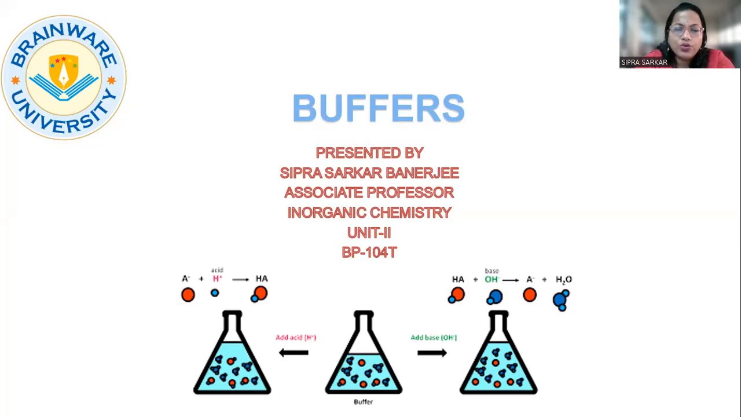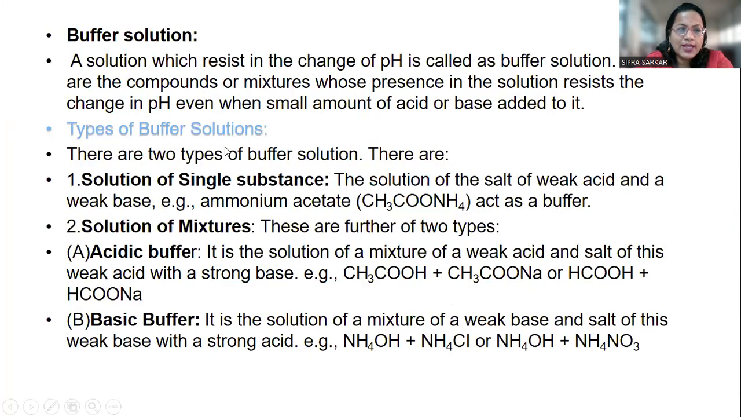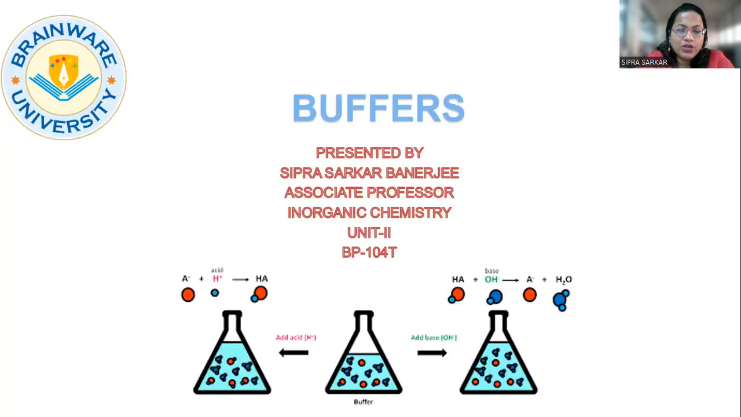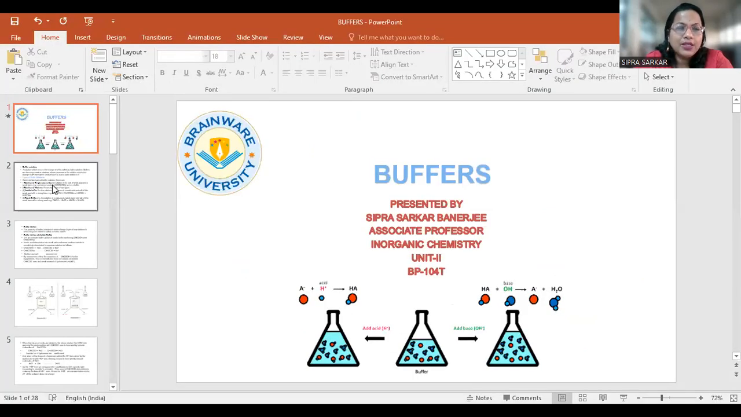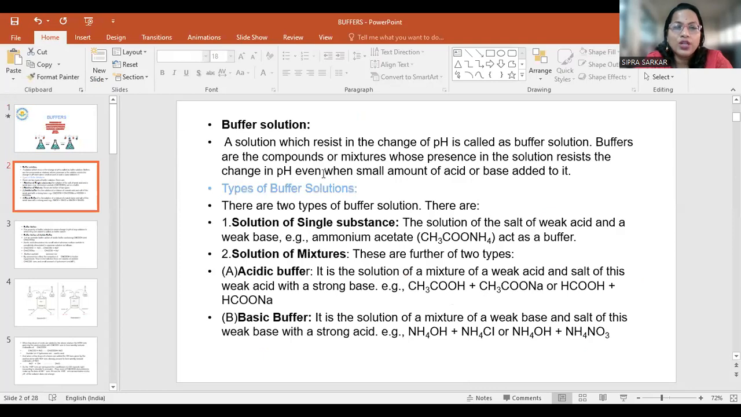First of all, we should know what is a buffer. We know acid and base very well. The substance having a pH lower than 7 is known as an acid, and having a pH upper than 7 is known as a base. So there is a very close correlation between buffer and acid.